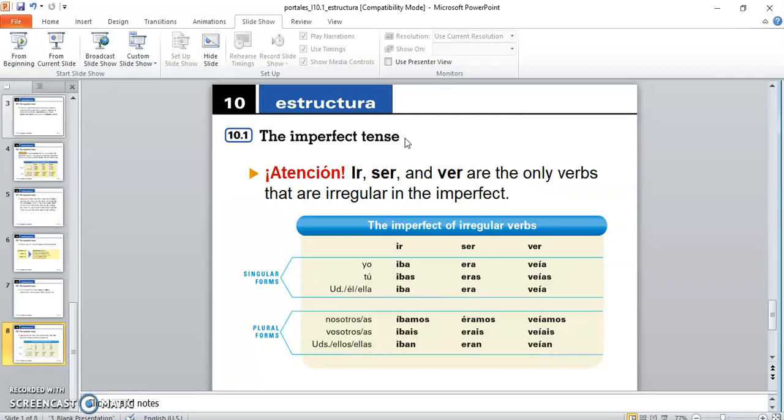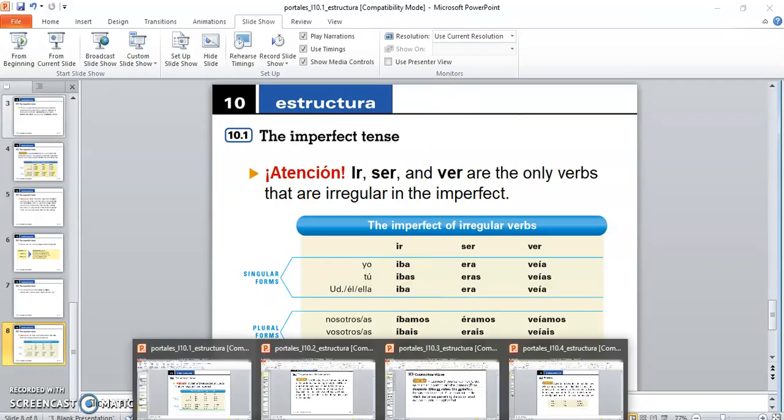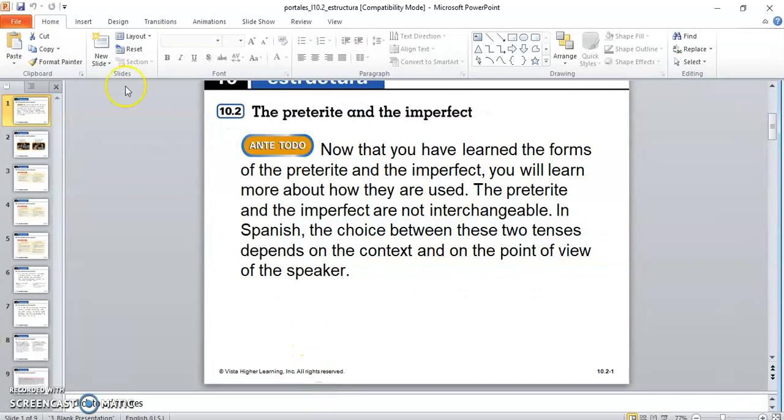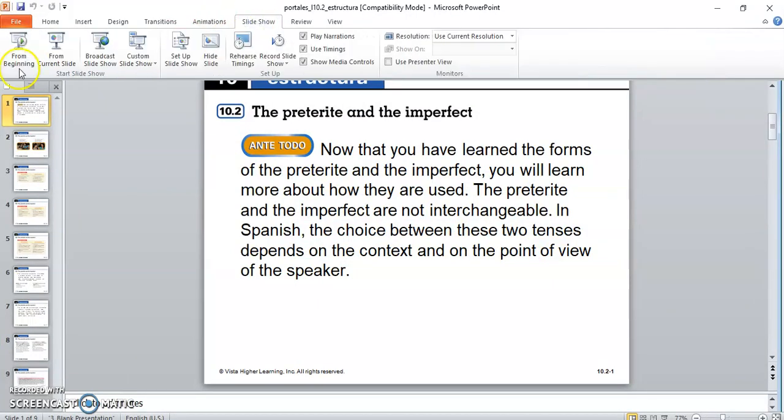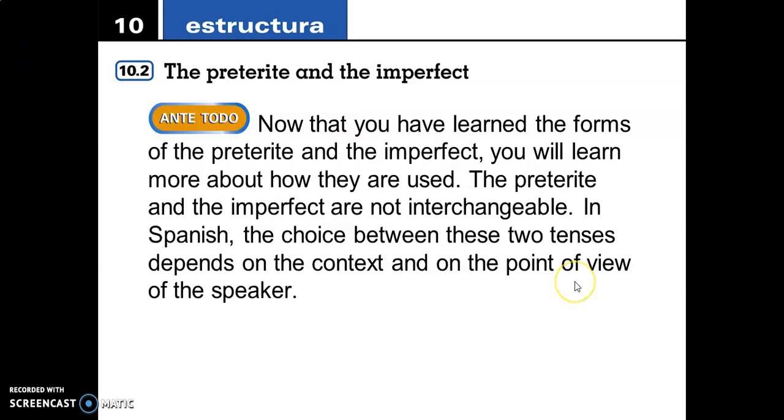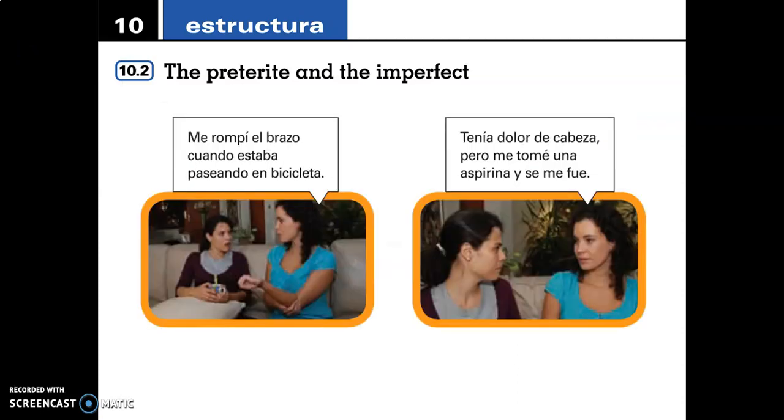Okay, so the next set of slides, we're going to talk about comparing the two tenses. Now that we've learned how to conjugate, they're not going to be used interchangeably, okay? You're going to use one or the other depending on the situation. So let's look at this situation. Me rompí el brazo cuando estaba paseando en bicicleta. This is an example of something that I did when something else was going on. Me rompí el brazo. I broke my arm, right? Cuando estaba paseando en bicicleta. When I was riding on a bike, okay?